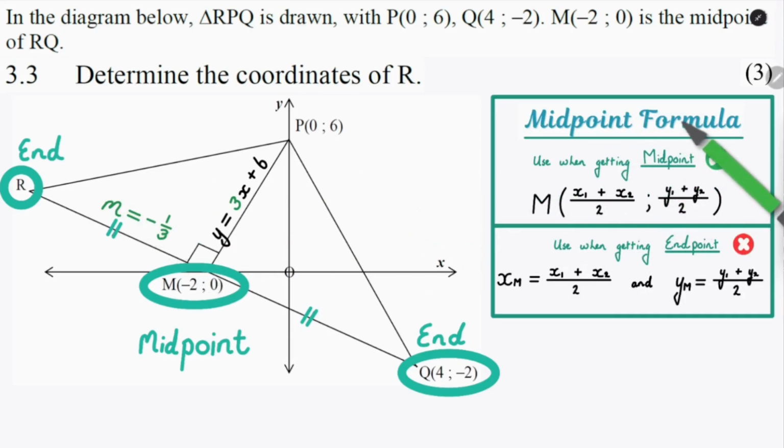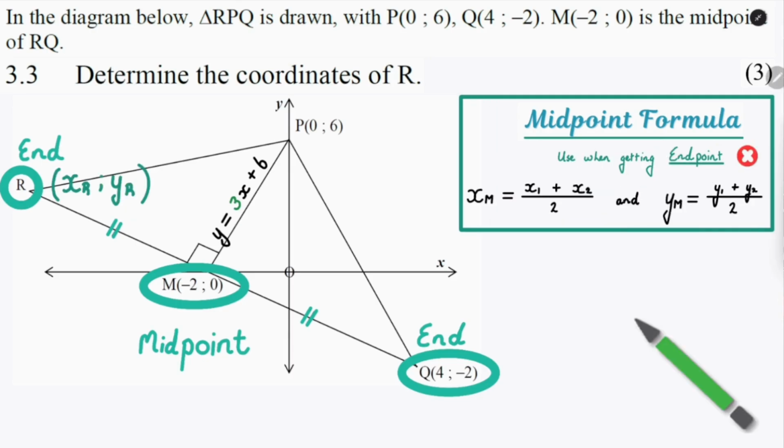Now when I'm getting an endpoint, I split the midpoint formula up into 2 separate formulas. One that deals with the x values exclusively, and another one that just deals with the y values. So we're going to use the bottom formula, not the original midpoint formula that's on the formula sheet, the split up version which is not on the formula sheet. And now we're just going to simply fill everything in and solve for the missing variable.